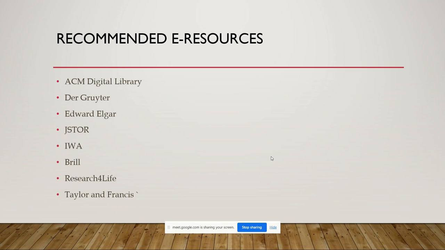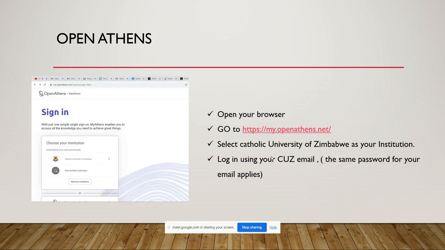Then this is just a rundown of the different resources, databases that have very good academic information, academic journals and books, and peer-reviewed papers, etc. So there's ACM Digital Library, Emerald, Edward Elgar, JSTOR, Research for Life, and Taylor and Francis. I'll explain as we go how these are accessed and used.